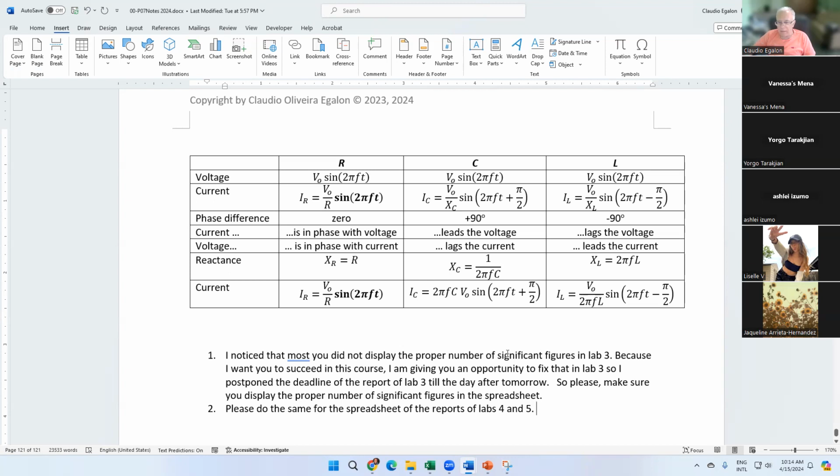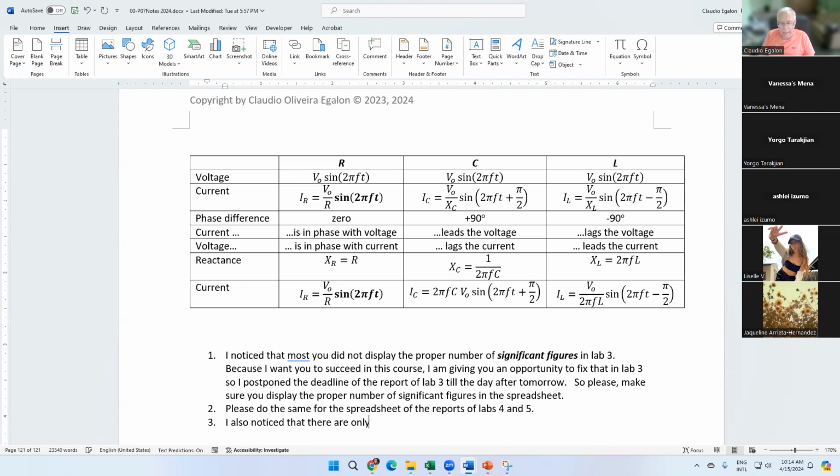Don't forget the significant figures, right? And now what else? Okay, I also note that there are only 3 students doing the homework in Wiley Plus.